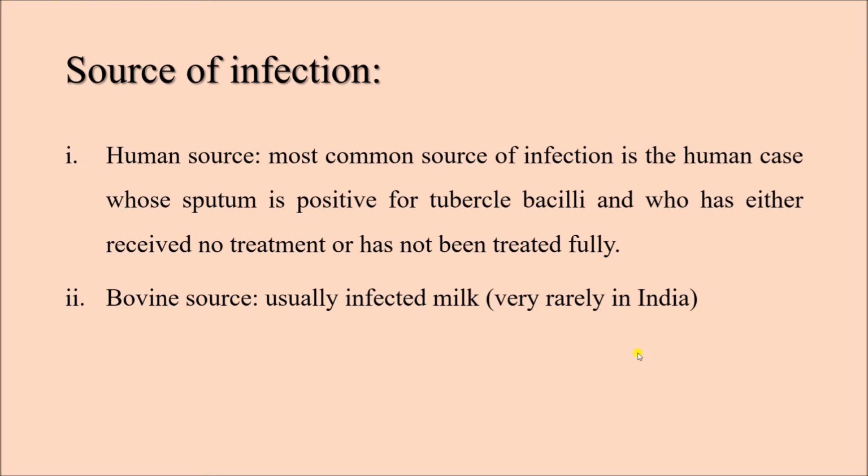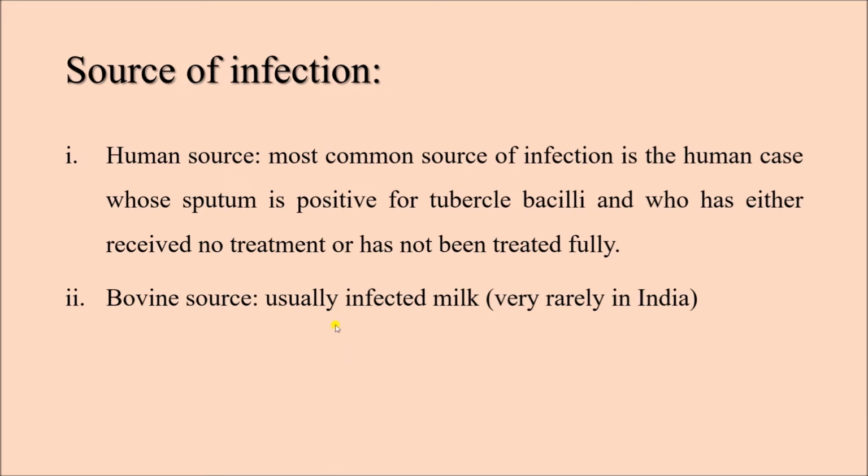The source of infection, we have human source, most common source being the human case whose sputum is positive for tubercle bacilli and who has either received no treatment or has not been treated fully. So a case of tuberculosis who has the bacteria in his sputum. Also, the person has not either started the treatment or he has not completed the treatment fully. So that is a case of tuberculosis and he is the human source. So that means a person suffering from tuberculosis who has tubercle bacilli in his sputum without any treatment or with incomplete treatment is the human source. He will spread the bacteria to other people.